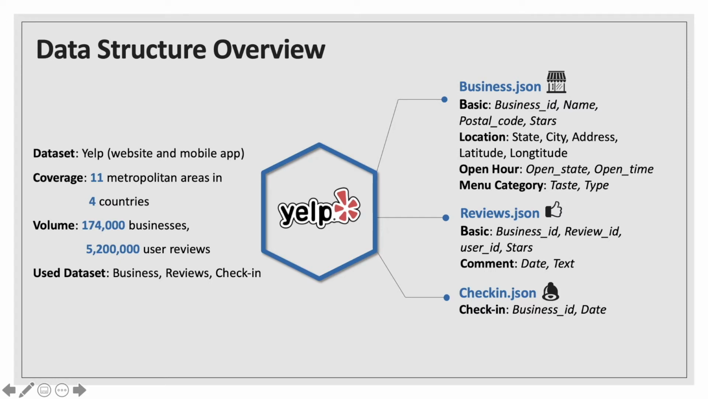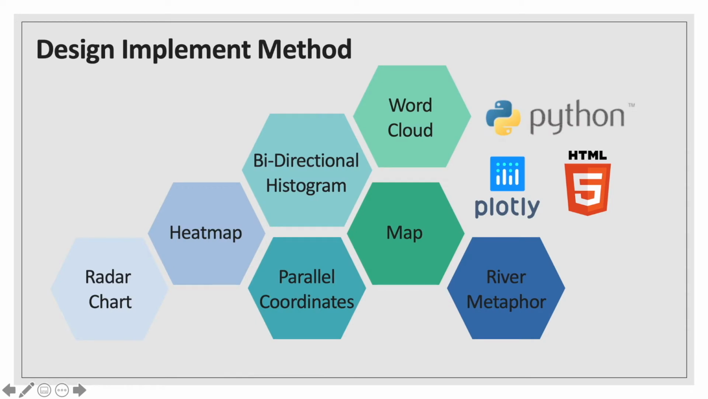The details of the Yelp dataset are shown above. For design implement method, radar chart, heat map, bidirectional histogram, parallel coordinates, word cloud, map, and river metaphor visualization are used. The programming tools include Python, Plotly, and HTML.